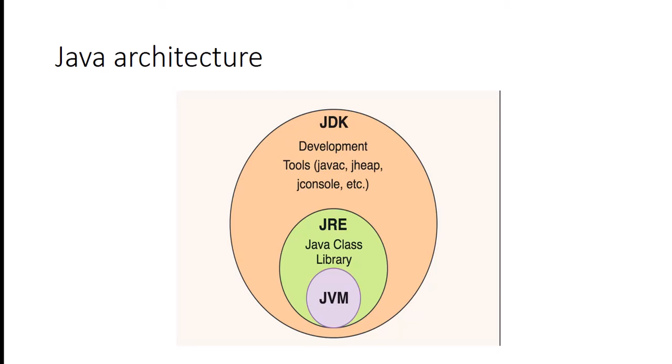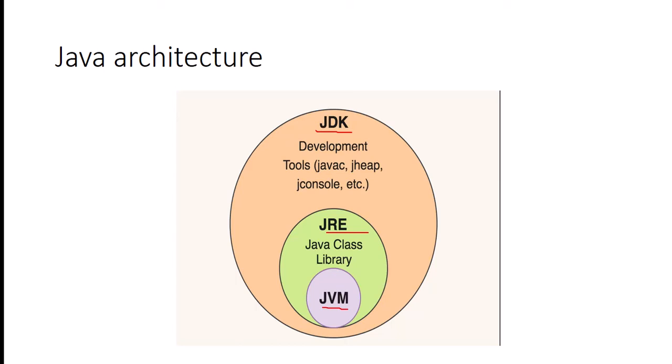So currently in Java architecture, we have three components. First one is JDK, second one is JRE, and third one is JVM. JDK stands for Java Development Kit, which has all the tools like Java Compiler, JHeap, JConsole, and there are many more tools which we don't have to dive deep into here.